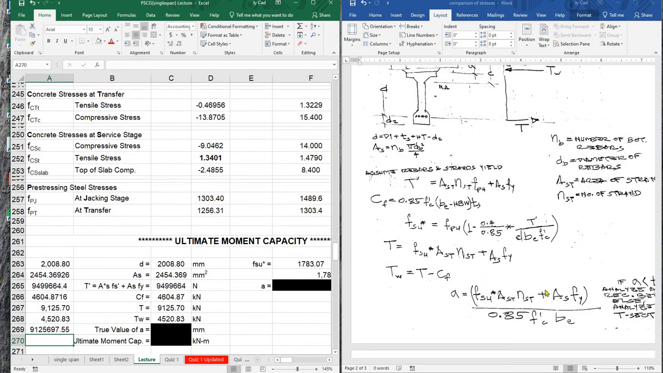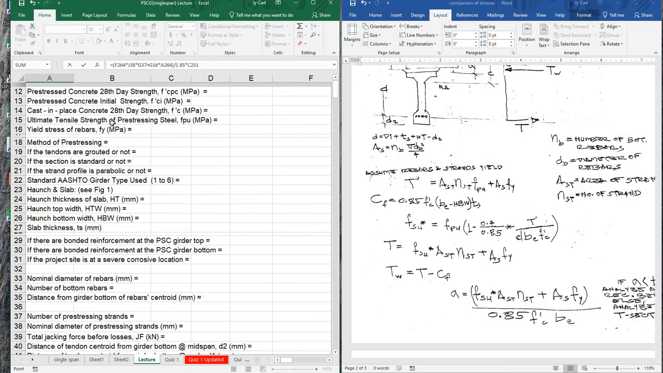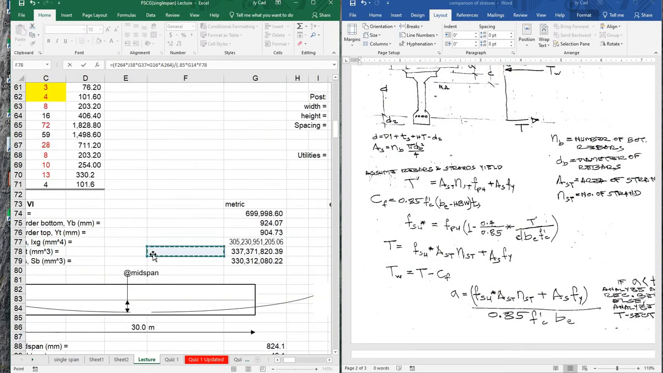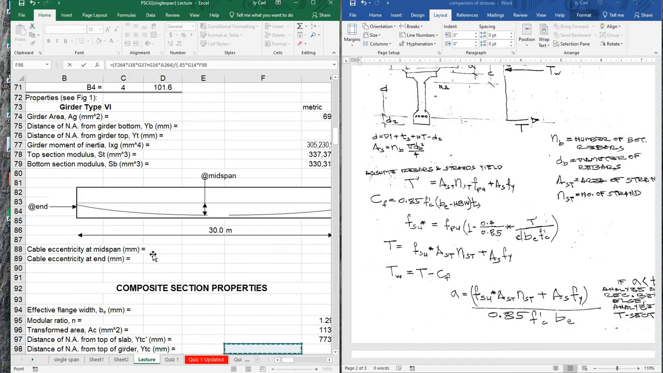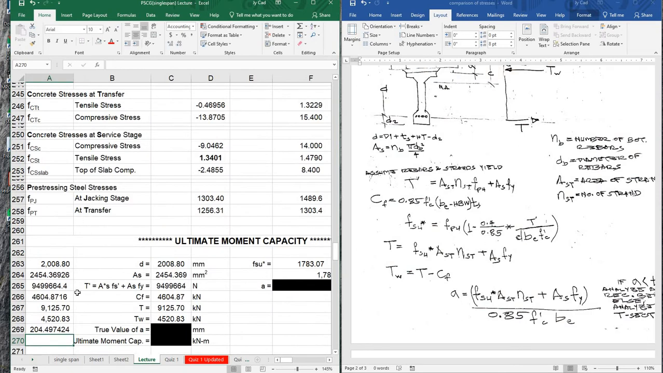Nandito pa lang ako sa numerator. So I will divide this by open parenthesis 0.85 times F prime C tsaka BE. Nasaan si F prime C? Nasa taas. Ito. And then BE, effective width, nasa composite. Ayan. Close parenthesis and then enter. Now let's check if parehas. 237. Mali na naman.